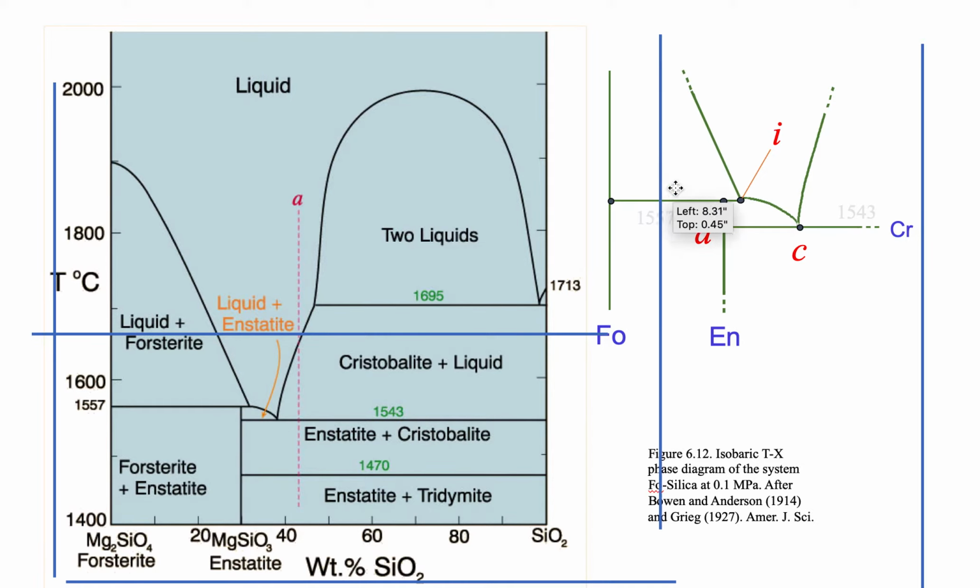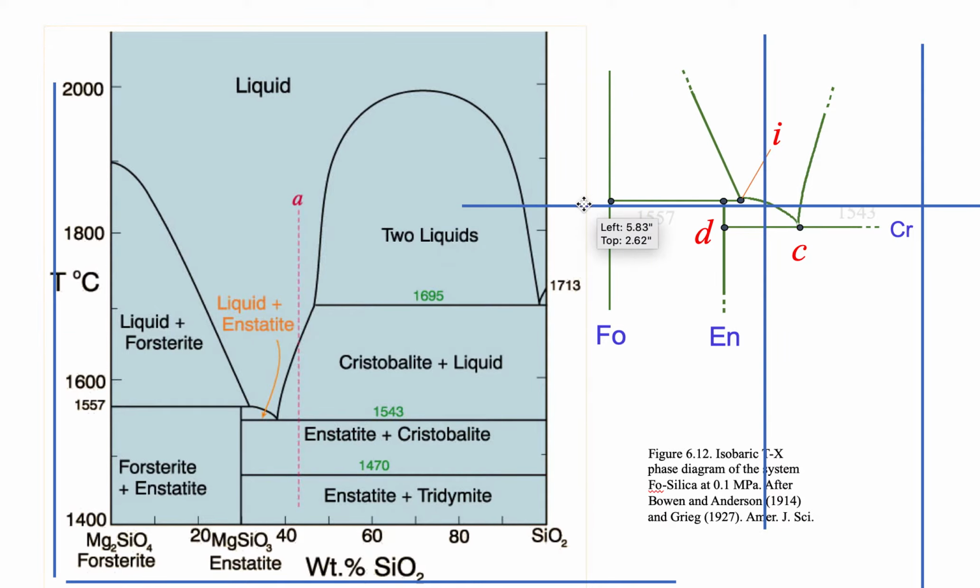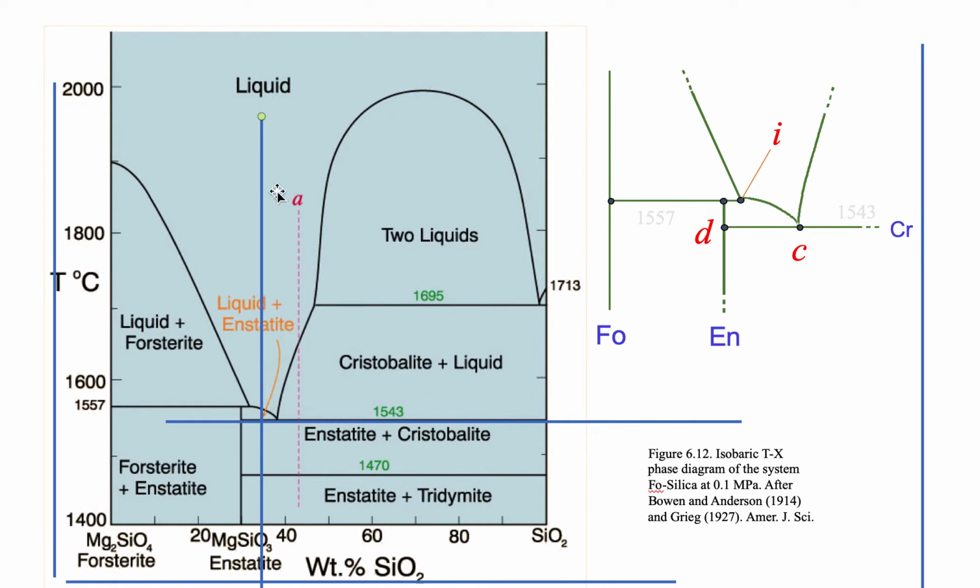The way I've set it up is we've got a bulk composition over here, maybe a little bit to the left of that. It doesn't really matter. And so the liquids are going to move down this intersection here until we hit the eutectic point, and then this acts just like the eutectic that we saw for diopside plus anorthite, where in this case, we're going to make enstatite plus cristobalite. Let's come back to the main diagram. At 1543, we're going to have liquid. Well, let's take our bulk composition here.